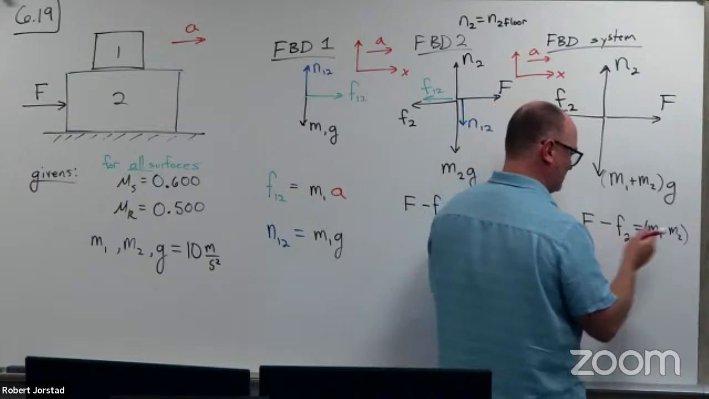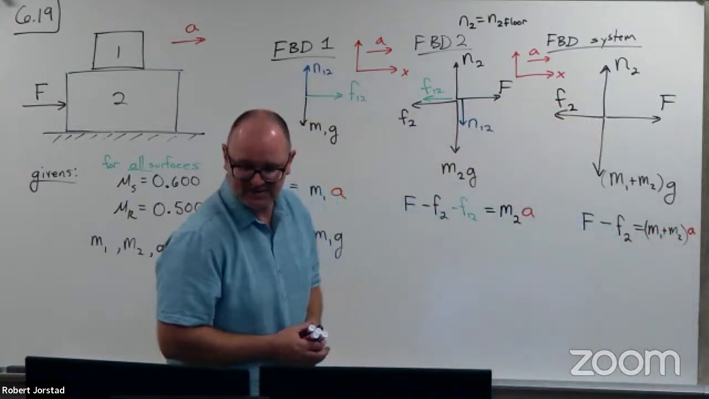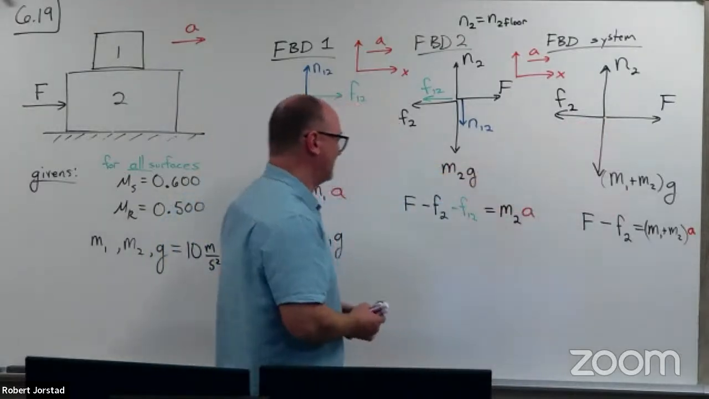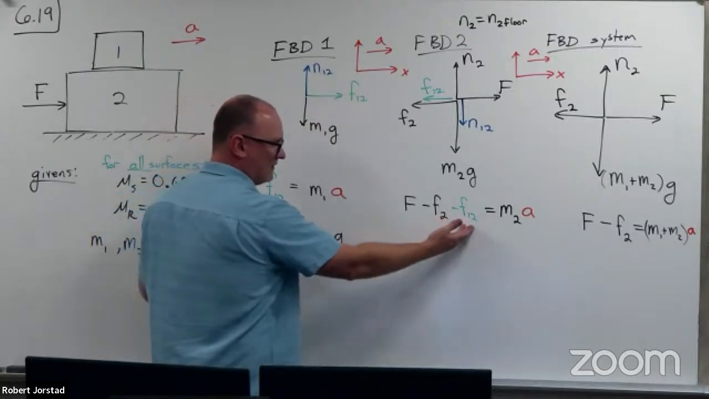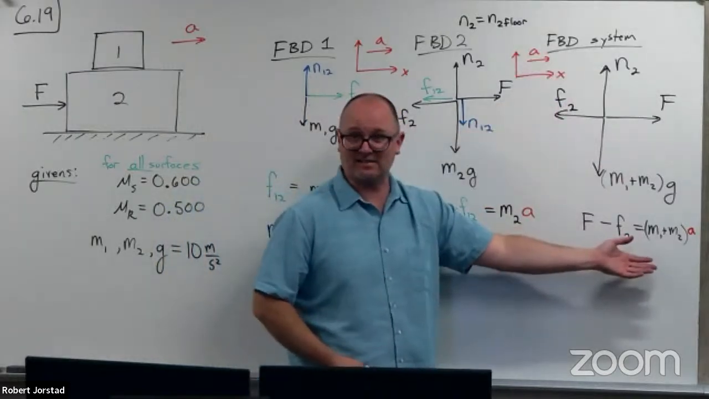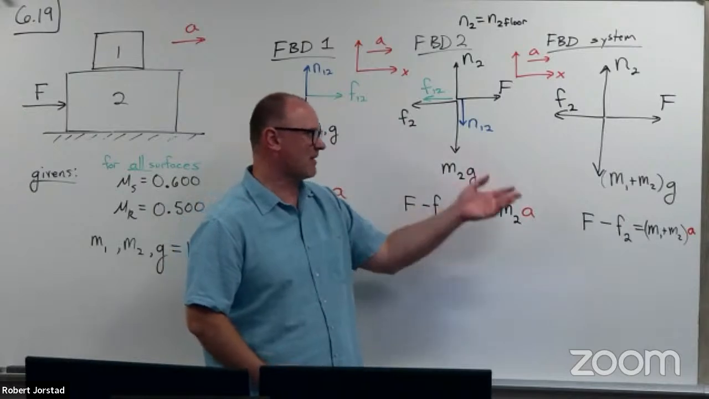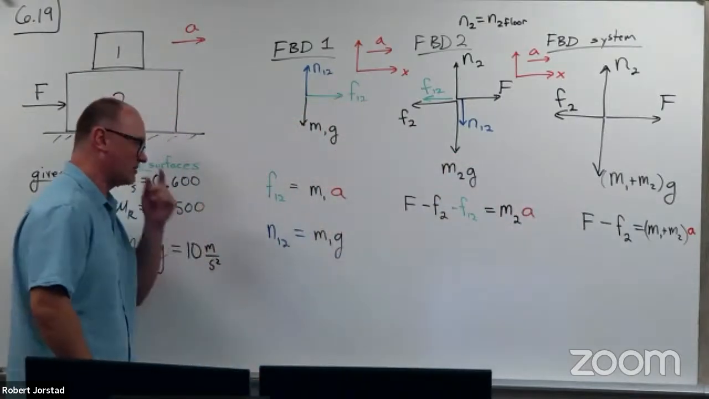I'm running out of room. Yikes. Is that still visible? Apologize, that's a little small. But basically this minus this is M total A. Notice if I took this equation and plugged it in for that, I get the system equation. The system is a shortcut. It doesn't always work. These always work. So if you're confused about the system FBD, or if you're not sure if it can be used, do it this way because it always works.